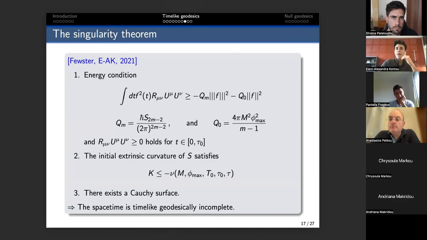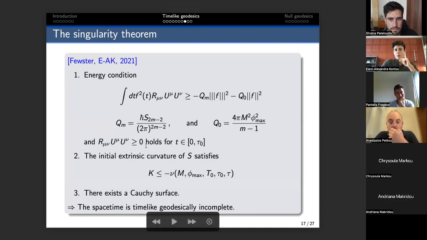And it has the form of the theorem that we had before. And we know exactly what the Q_m and the Q naught are. Remember, we also have this additional condition that the strong energy condition holds for a small time. We also need that the initial extrinsic curvature satisfies this condition.